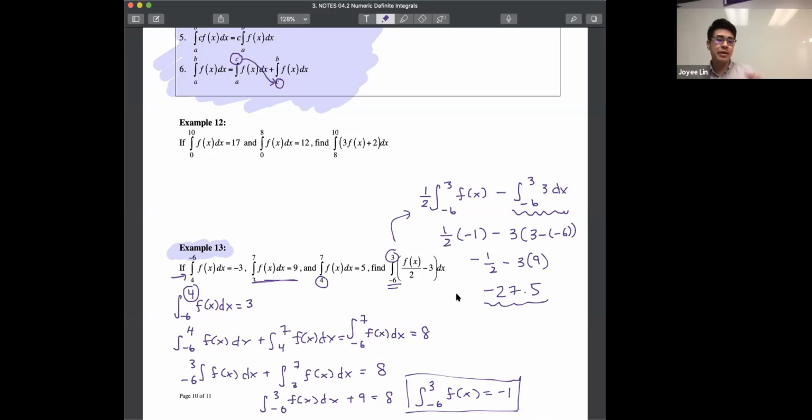So you could get something like this, or you could get something like this with A's and B's, and then you just have to manipulate a bunch of A's and B's as well.